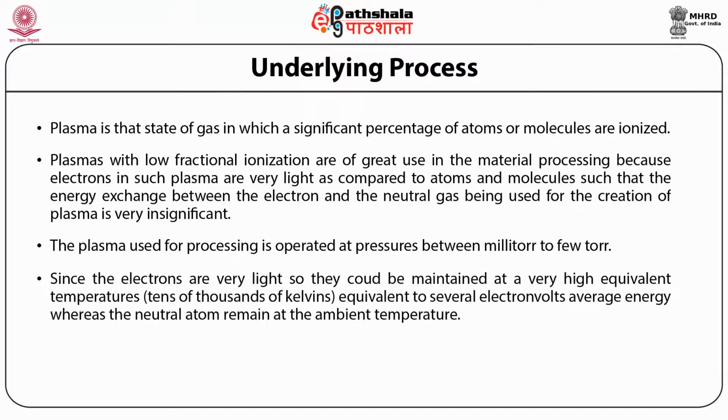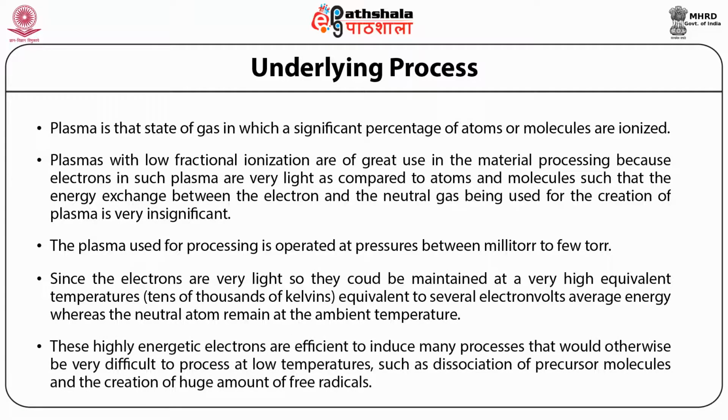Since the electrons are very light, they can be maintained at very high equivalent temperatures, equivalent to several electron volts of average energy, whereas the neutral atoms remain at ambient temperature. These highly energetic electrons are efficient at inducing many processes that would otherwise be very difficult at low temperatures, such as dissociation of precursor molecules and the creation of a huge amount of free radicals.